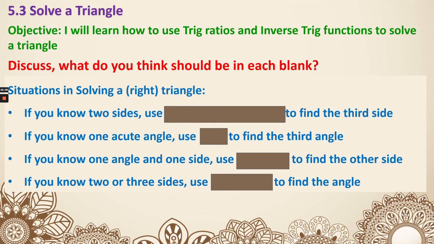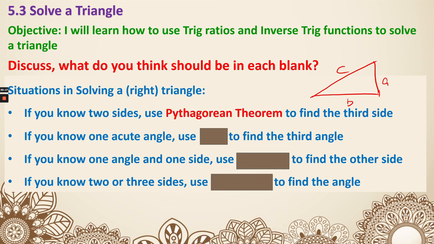That's the next part: situations in solving a right triangle. If you know two sides, think about it. If you already know two sides, that means you have a right triangle. You know like the A and B, or the A and C, whatever. It is a right triangle. You are going to use the Pythagorean theorem to find the third side. If you know one acute angle, remember it's a right triangle. So that means you not only know an acute angle, you also know a 90-degree angle. So these together and the third angle make up 180 degrees. So we're going to use 180 degrees to find the third angle.